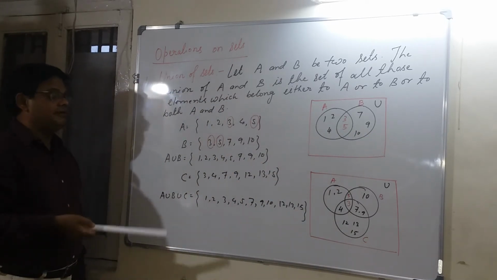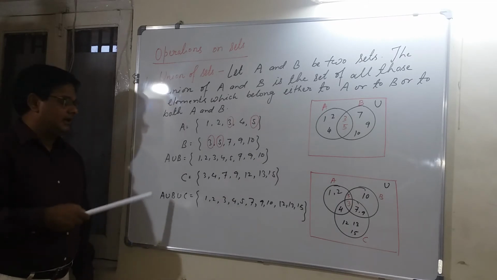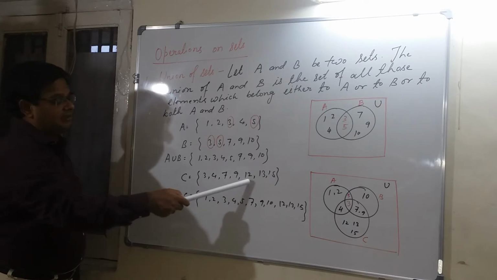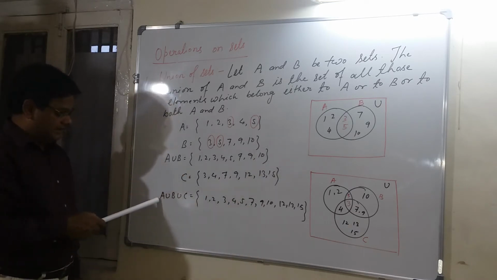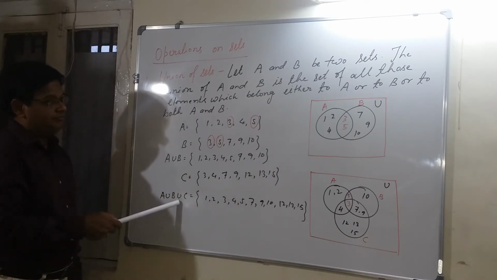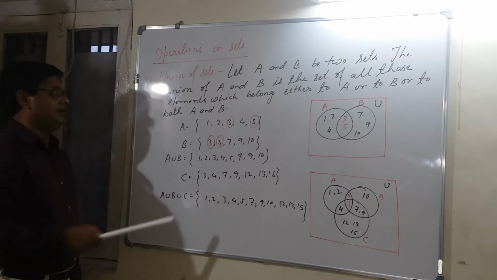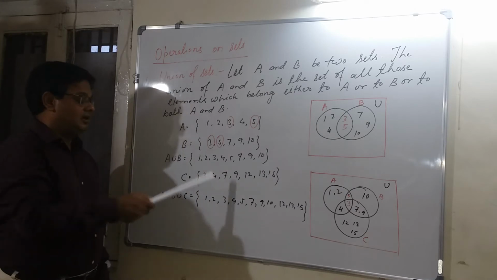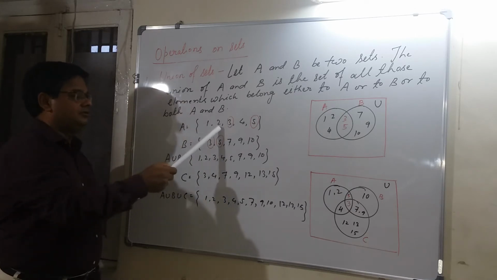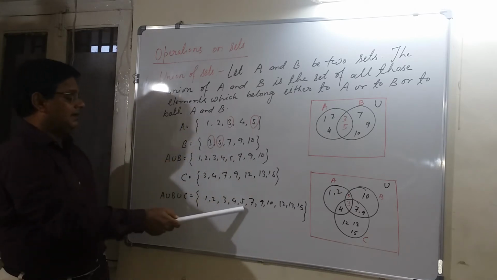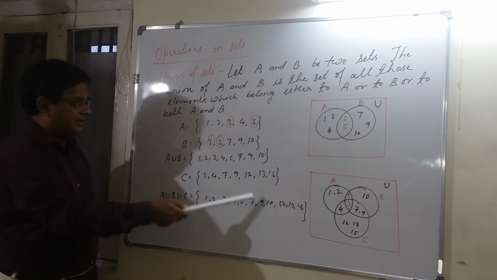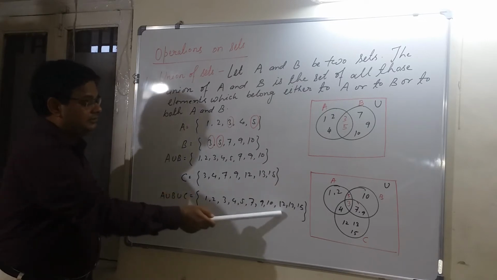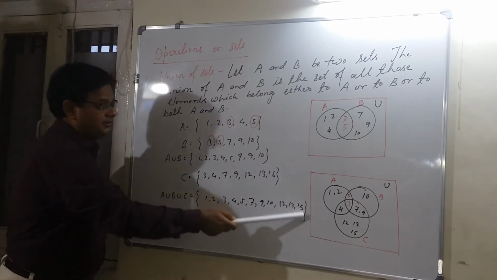Now suppose I take another set C equals {3, 4, 7, 9, 12, 13, 15}. Then for A union B union C, we have to take all the distinct elements: 1, 2, 3, 4, 5, then 7, 9, 10, 12, 13 and 15.